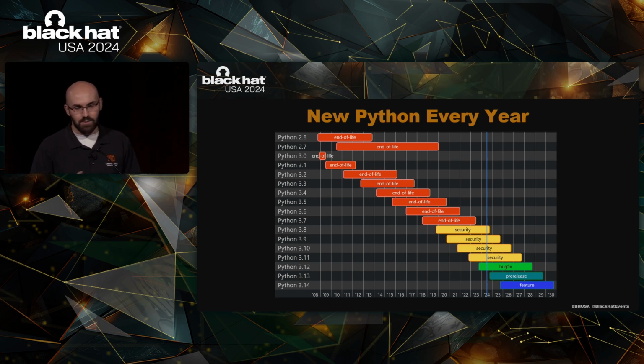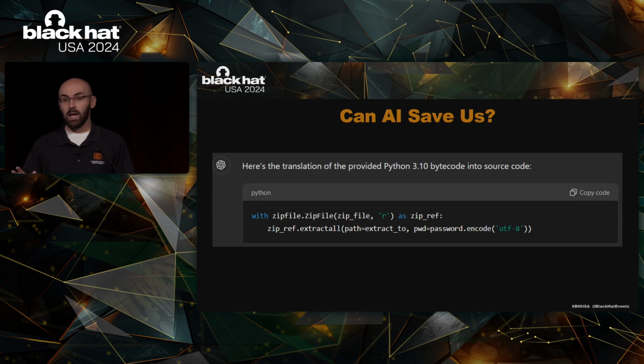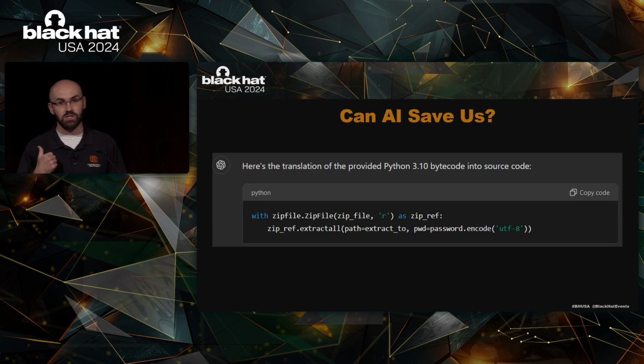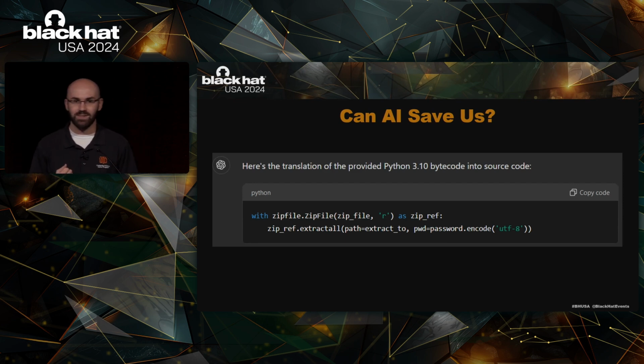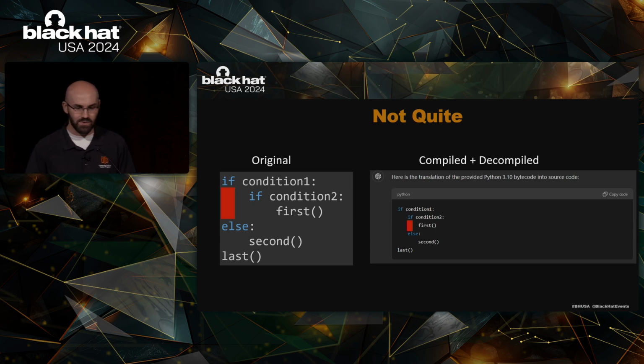But anyway, faced with this problem, I did what any scrappy young programmer does. I sat down, rolled up my sleeves, and asked ChatGPT. And surprisingly, that looks exactly like the code that we just decompiled. And if you read through it, it is the exact same. It's correct in this case. So are we done? Can we just throw all the decompilation jobs to ChatGPT? Unfortunately, no. We're not quite there yet.